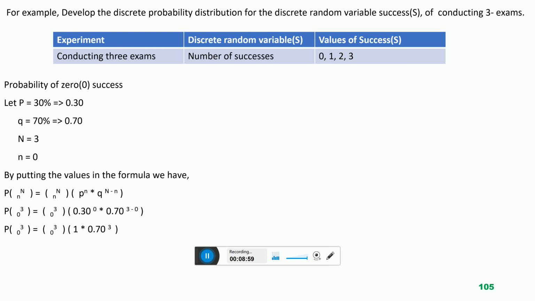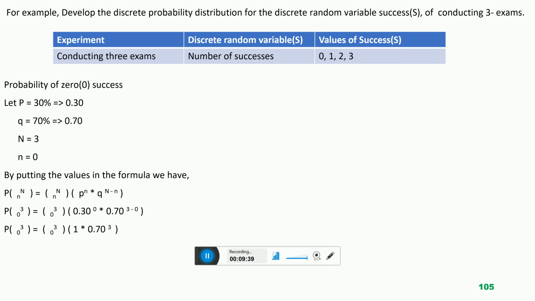Let me again repeat. The example is this: develop the discrete probability distribution table for an experiment which is multiple step, conducting 3 exams. So is this a binomial experiment? Yes, because it satisfies the characteristics. First characteristic, this is a multiple step experiment. Second, each exam carries 2 outcomes. Third, the probability of success and failure is the same in each exam. Fourth, the outcomes, the success and failure in each experiment, are independent.